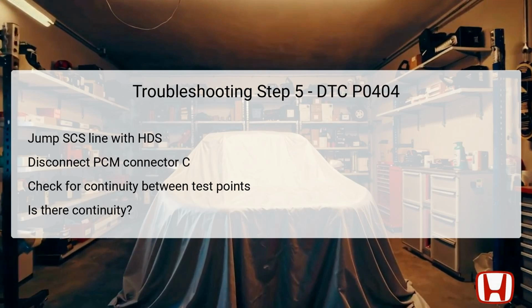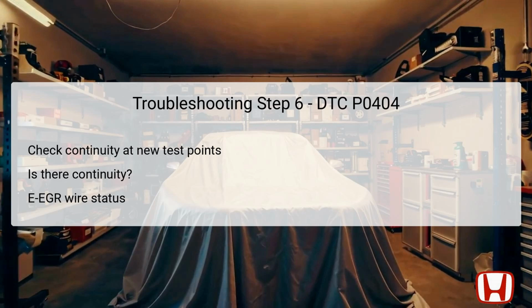If continuity is confirmed, it indicates that there is a short in the EGR wire, which will then require repair efforts before proceeding. If continuity is not present, this suggests the EGR wire remains intact, allowing for further diagnostic steps to be taken. In the sixth step of troubleshooting DTC P0404, the focus shifts again to checking continuity, but this time, the test points involve connections on both the EGR valve connector and the PCM.